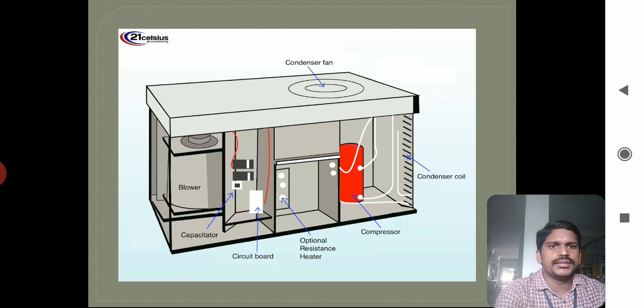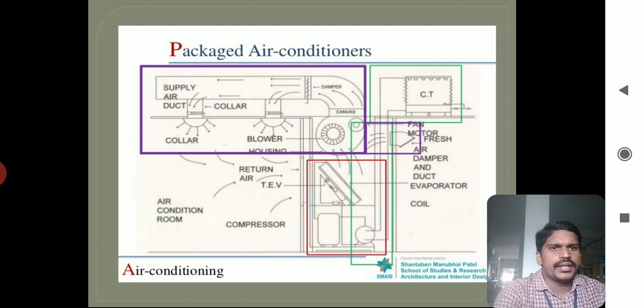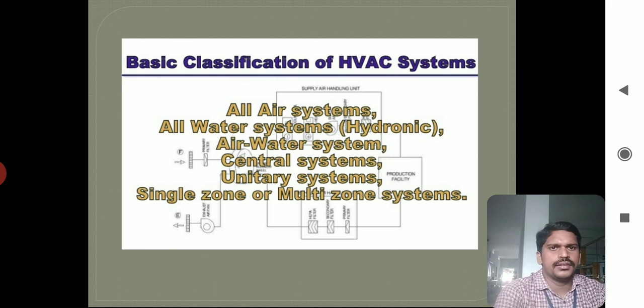These are the components in a single package unit: boiler, capacitor and circuit board, optional resistance heater, compressor, condenser coil and condenser fan. Look at the layout diagram of packaged air conditioning system. In it, you have to observe the room air duct to the evaporator, that means the boiler coil, and the return air duct, and the air conditioned room supply. You have to supply the air conditioning to the room.